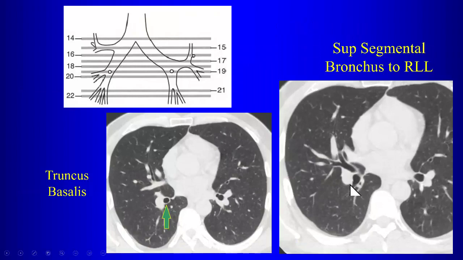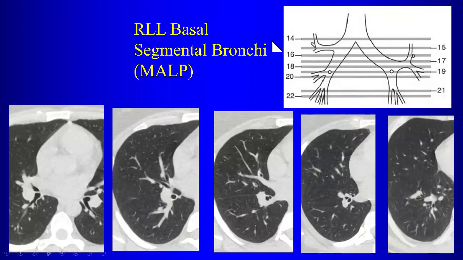Now, the superior segmental bronchus, when we get to the lower lobes, comes off first, and then you get this guy, which will branch into the basal segmental bronchi. So this guy is called the truncus basalis. From here, you will get the basal segmental bronchi. And what are the basal segmental bronchi for the right lower lobe? Medial, anterior, lateral, posterior. You can remember that because MALP, and it's very close to my name. So do not forget this.